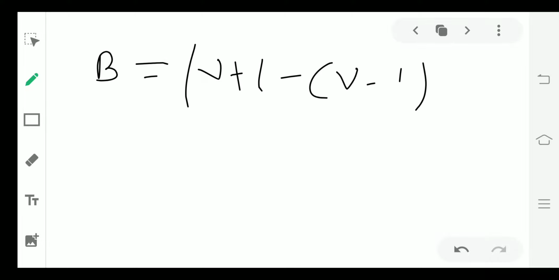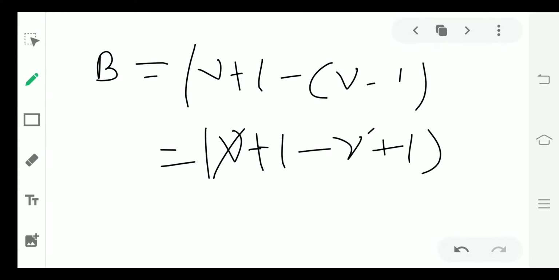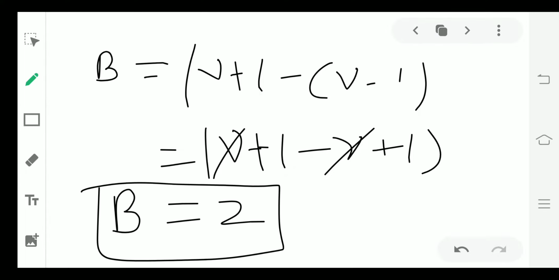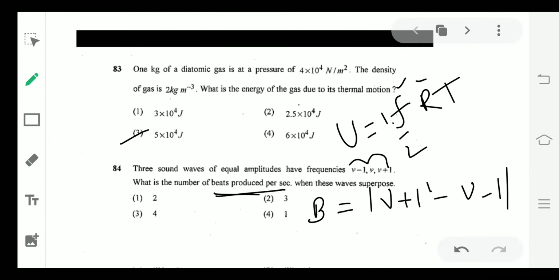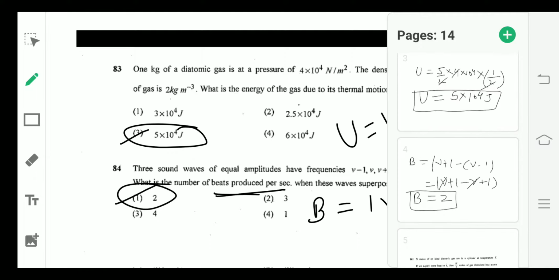So the beat frequency equals nu plus 1 minus nu minus 1. On solving it, nu cancels out, so the beat frequency equals 2. 2 beats are produced when these three consecutive frequencies are superimposed. So the second option is correct. Now let's move to the next question.